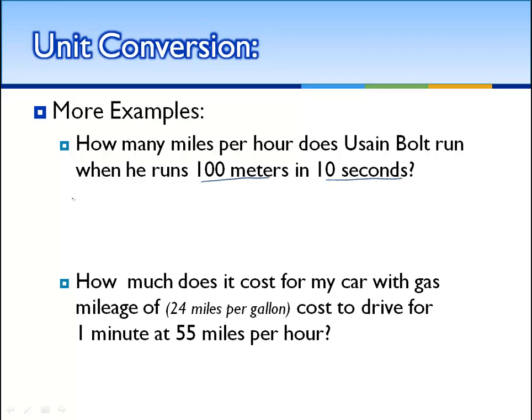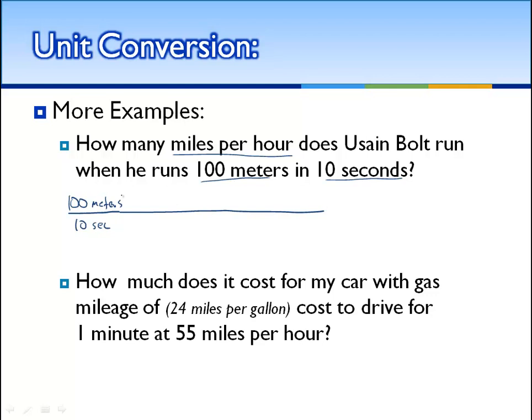So I'm going to start with 100 meters divided by 10 seconds. And I'd like to convert that into speeds we're more familiar with, miles per hour. So I need to convert my meters into miles, and I need to convert my seconds into hours. Maybe I'll do the seconds into hours first. We don't have to do these at the same time. We can do one now and then another one later.